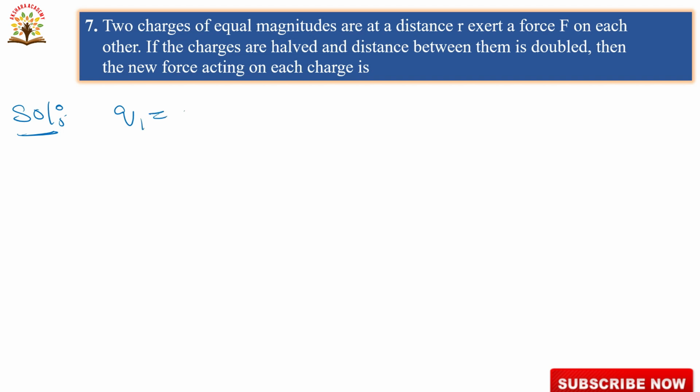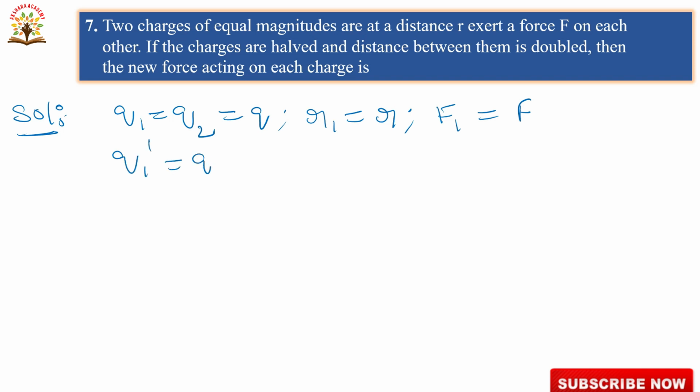Given q1 is equal to q2 is equal to q, r1 is equal to r, and f1 is equal to f. So the new charges are q1 dash is equal to q2 dash is equal to q by 2, and the new distance is r2 is equal to 2r, doubled. So the new force F2 we have to calculate.